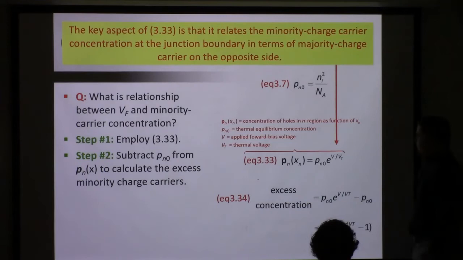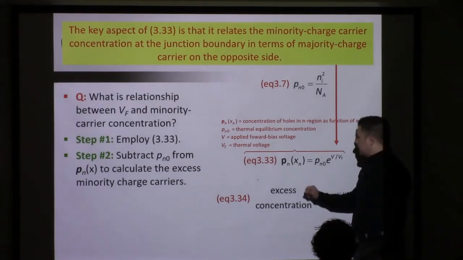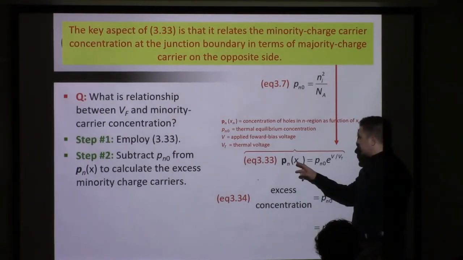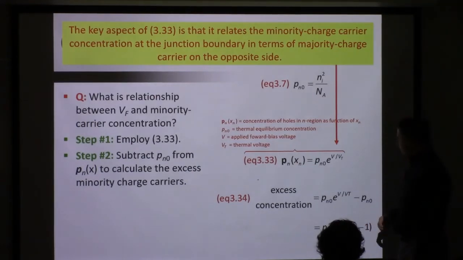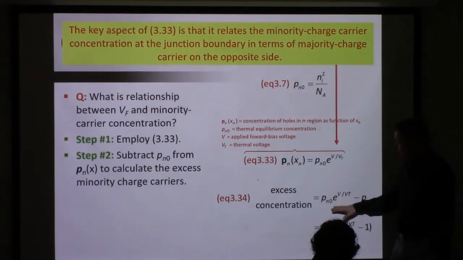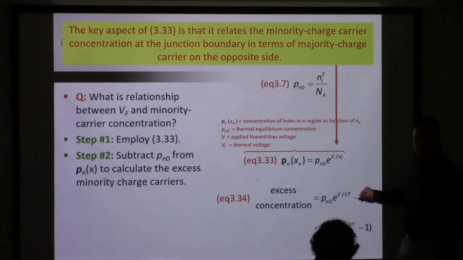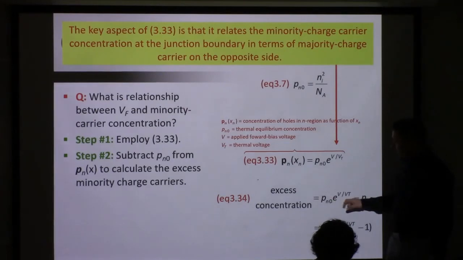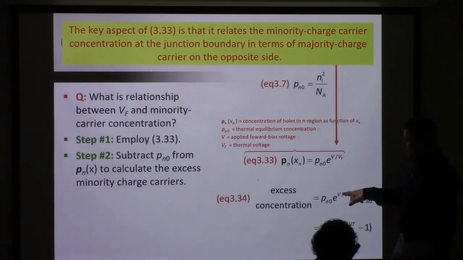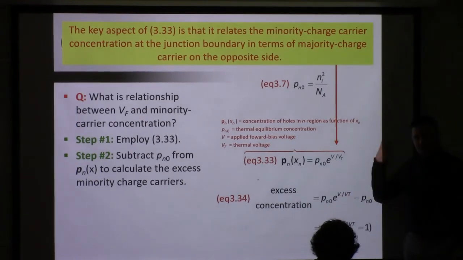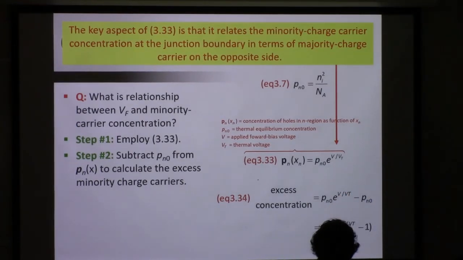So the value of Pn at the edge of the depletion region is going to have 2 parts, right? We'll have our excess and we'll have our base concentration. The base concentration is Pn0, and the excess concentration is Pn0 times e to the V over Vt, right? It builds up as the voltage gets larger.